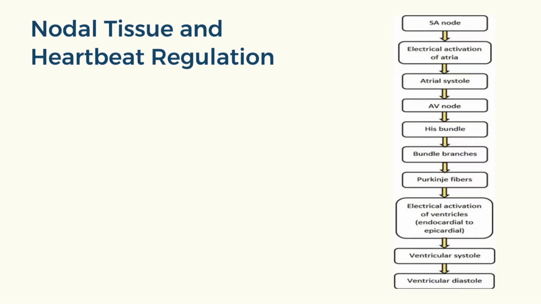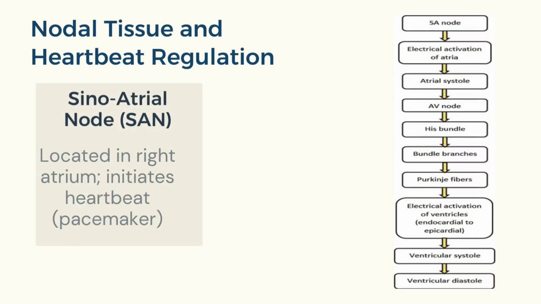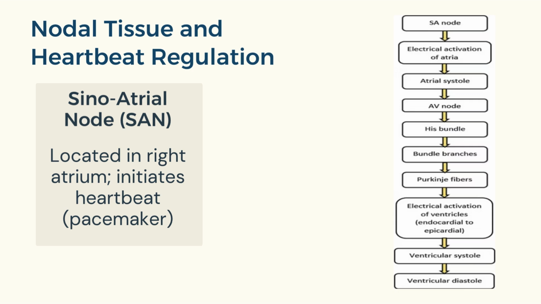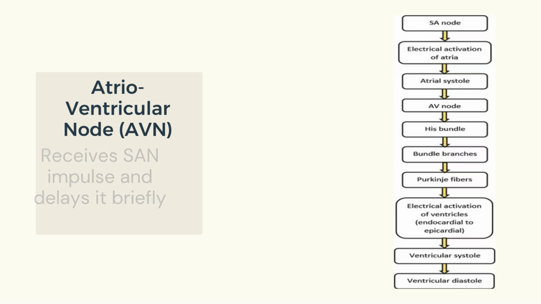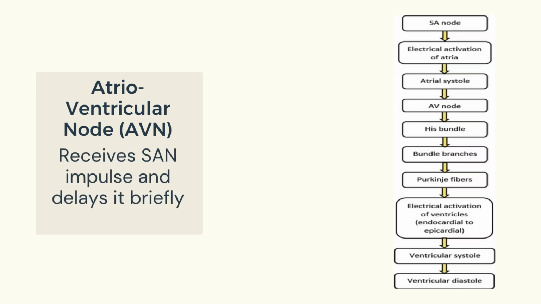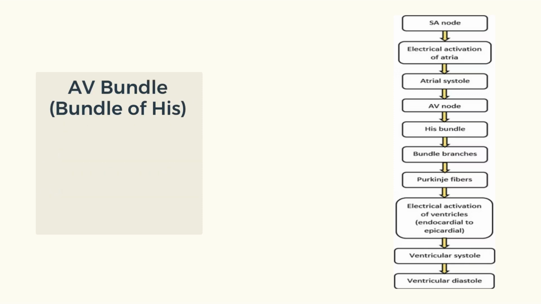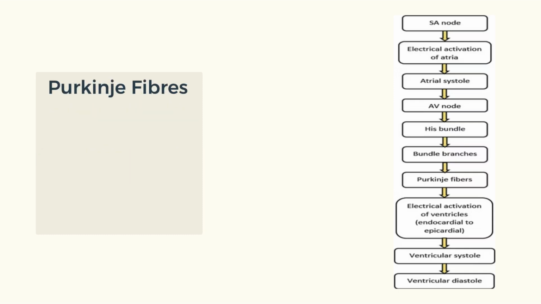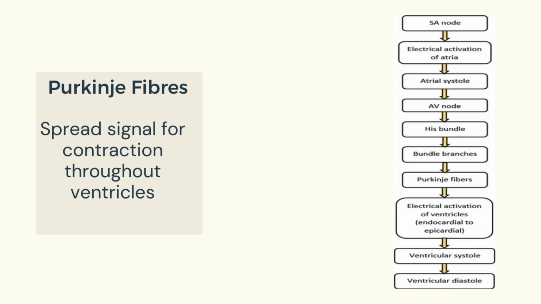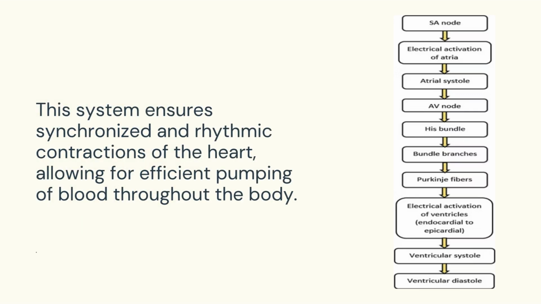Let's move to nodal tissue and heartbeat regulation. The sinoatrial node or SAN is located in the right atrium and initiates the heartbeat, acting as the pacemaker. The atrioventricular node or AVN receives the impulse and delays it. The AV bundle or bundle of His transmits the impulse to the ventricles. Purkinje fibers spread the signal throughout the ventricles. This system ensures synchronized and rhythmic contractions of the heart.